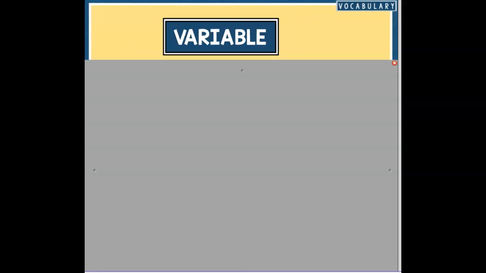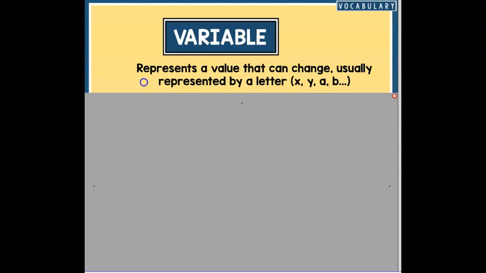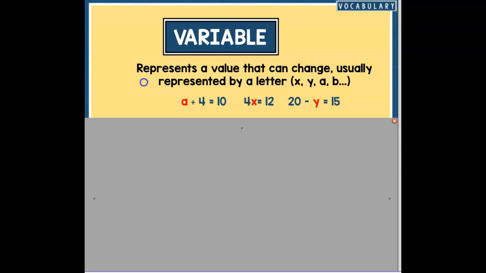Our next vocab word is variable. Talk to your elbow partner about what word do you hear in there and what was a variable in math. Go ahead and share. A variable, remember, represents a value that can change. Remember, can vary or change. It's usually represented by a letter, like X, Y, A, B, but it could be any letter. So now we've added variables in red to our equations.